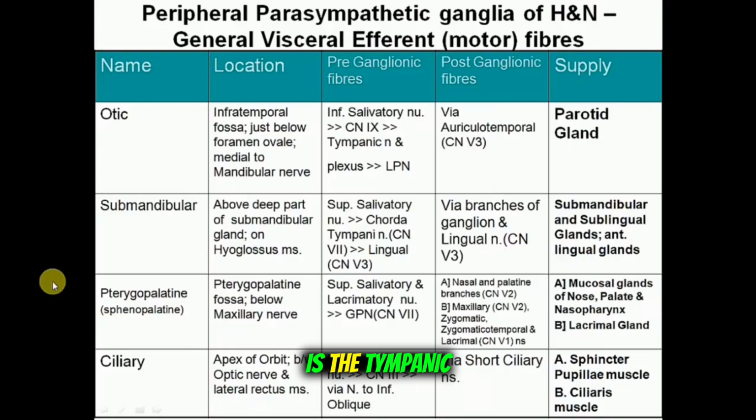The third ganglion is the pterygopalatine or sphenopalatine ganglion, which is the largest peripheral parasympathetic ganglion. It is located in the pterygopalatine fossa, just below the maxillary nerve and suspended by the maxillary nerve via its branches. The preganglionic fibers arise from the neurons present near the superior salivatory nucleus, that is the lacrimatory nucleus. The preganglionic fiber from this nucleus pass via the greater petrosal branch of the facial nerve.